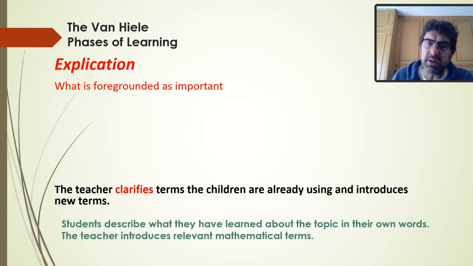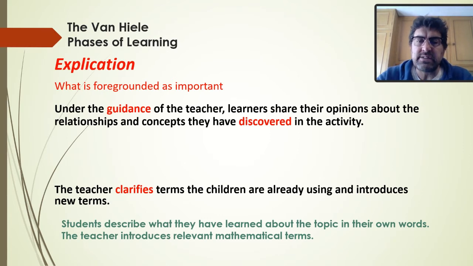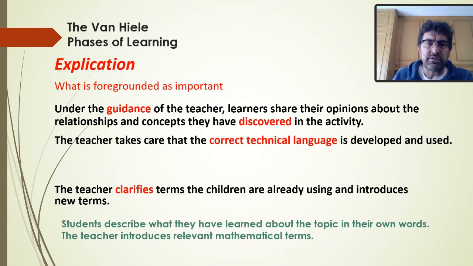So remember explication. You've gone through the first listening phase. You've gone through the guided orientation. Now things are foregrounded that are important. Under the guidance of the teacher, learners share their opinions about the relationships and concepts that they have discovered. The teacher guides, the learners share what they discovered. The teacher listens. The teacher is still guiding and orientating to some degree, but also fixing mathematical register relevant to the phase of learning or to the level of reasoning.